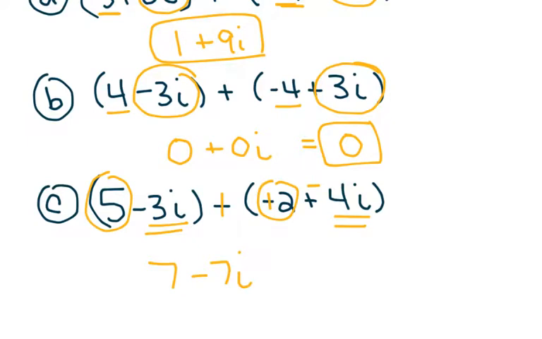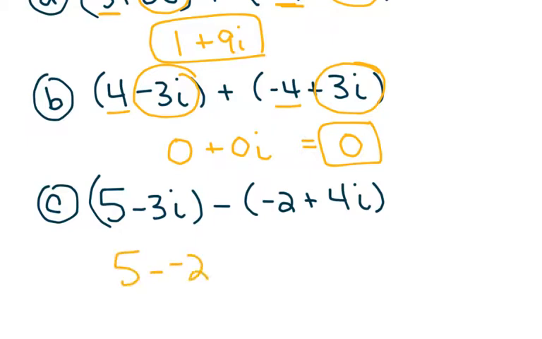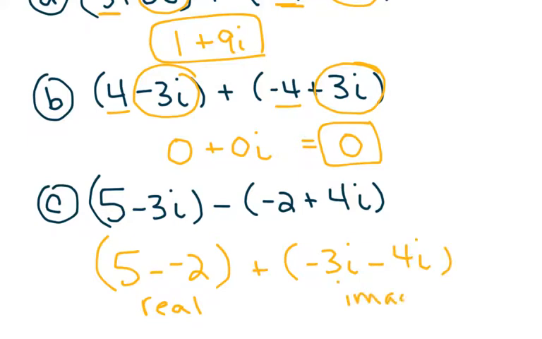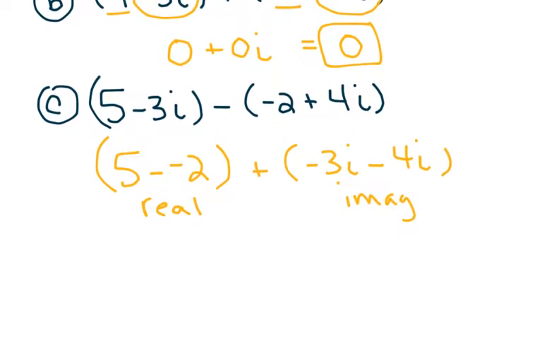That's not the only way of doing it. You could have also just said to yourself, all right, well, I'm going to do 5 minus negative 2. That's the real component. And then you're going to do negative 3i minus 4i because that's the imaginary component. And you still would have ended up with 7 minus 7i, or 7 plus negative 7i.